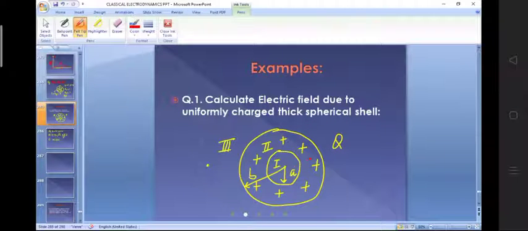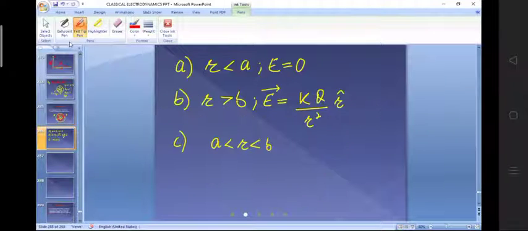Now we want to calculate electrostatic field at this point. If we want to calculate electrostatic field at this point, we'll imagine a Gaussian surface. This is the Gaussian surface, this red line, and then the charge enclosed is this. Electrostatic field at this point P will be because of this charge. So using Gauss law, we can calculate the electrostatic field at this point. Have a look how we calculate the electrostatic field.